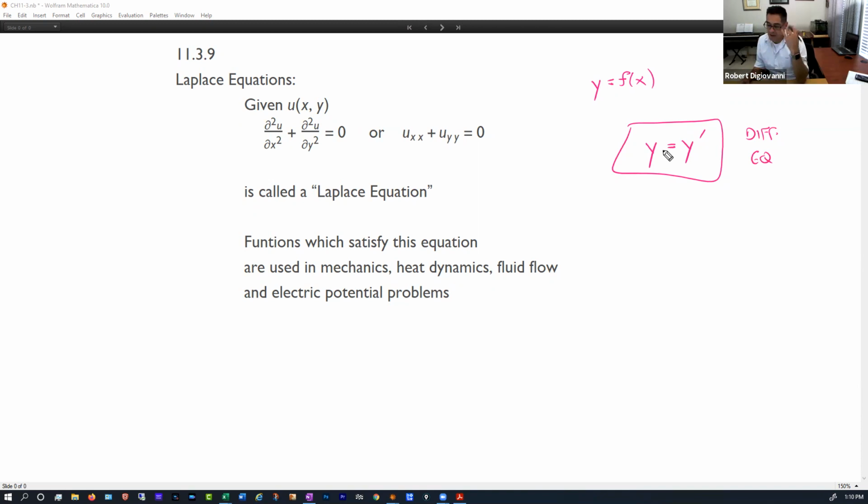So can anyone just think off the top of their head what I could use for f of x that would make this true? E to the x. E to the x, right? Isn't e to the x its own derivative, right? I mean, that would be true, yes? So the function f of x equals e to the x would be a solution. That is a solution to that equation. Now, is it the only one?